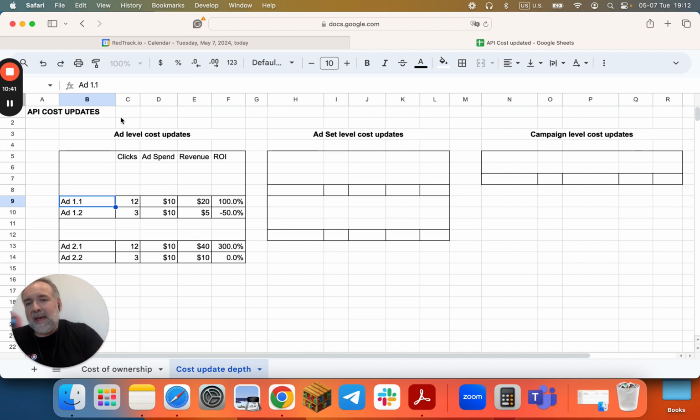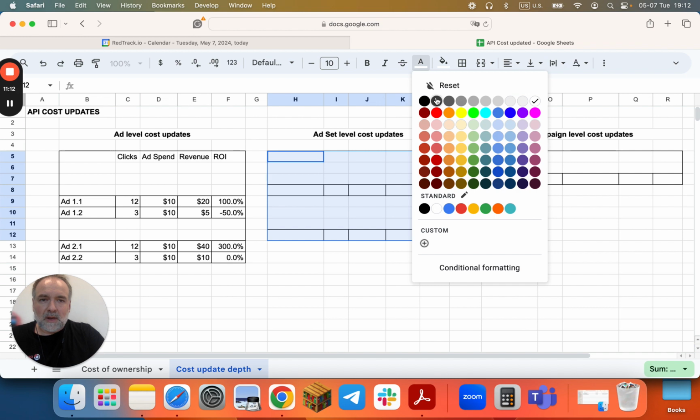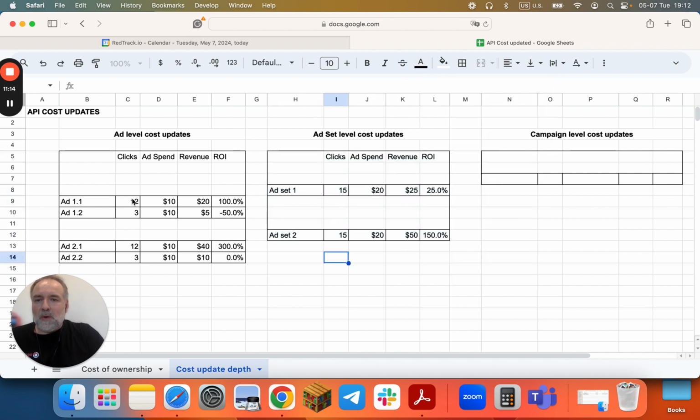Now consider this. Okay, you don't have ad level cost updates. You update costs on the ad set level. What happens is all the data that is on the ad set level will be moved down proportionally to the ads. And let's see that. What we do now, we change the text color to black. And what it will mean for these 2 ads, ad 1 and ad 2.